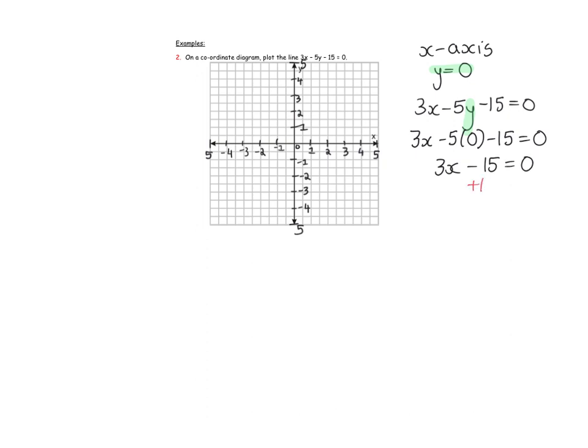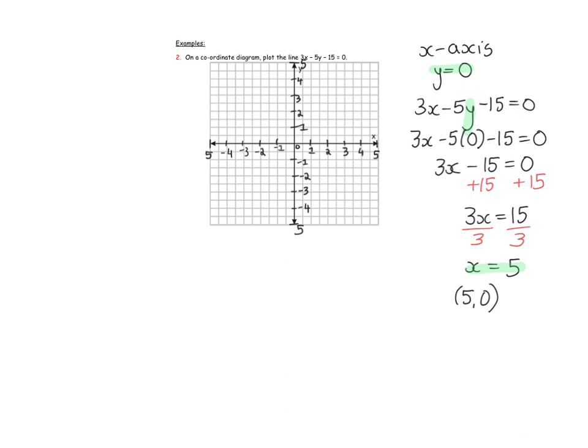Then we can plus 15 to both sides and we'll get that 3x is equal to 15. Then we can divide both sides by 3, and what we're going to get in the end is x is equal to 5. The point then, or the coordinate that we have, well, here we have that x is equal to 5 and y is equal to 0. So the point that we have is 5, 0.